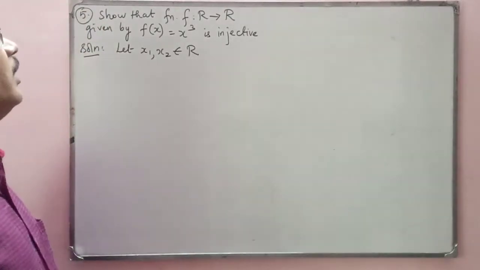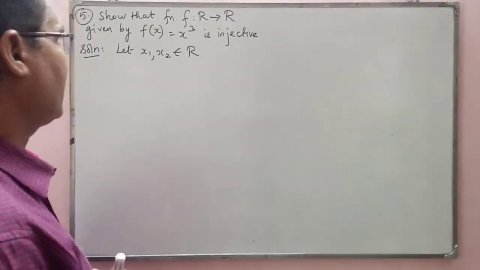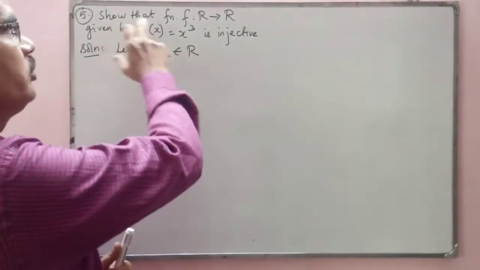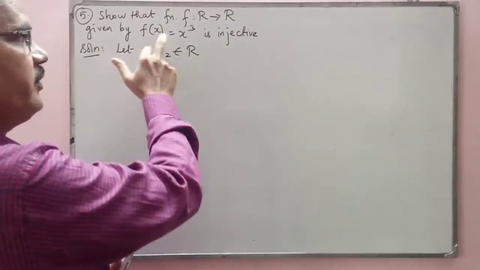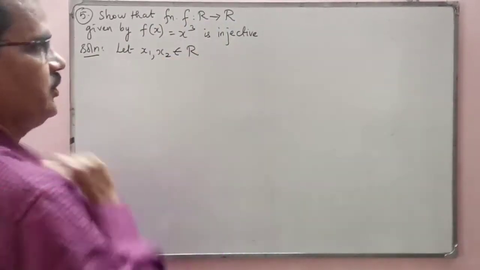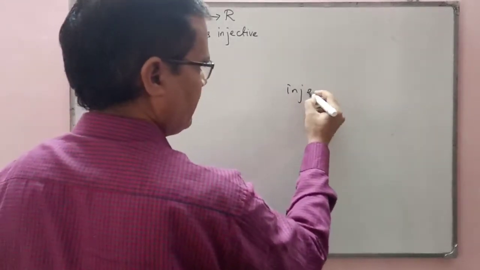Exercise, miscellaneous exercise, fifth problem of relations and functions, chapter 1 of class 12. The question says, show that the function f defined from real numbers to real numbers given by f of x equal to x cube is injective. What do you mean by injective? Yes, injective means 1 to 1, right?